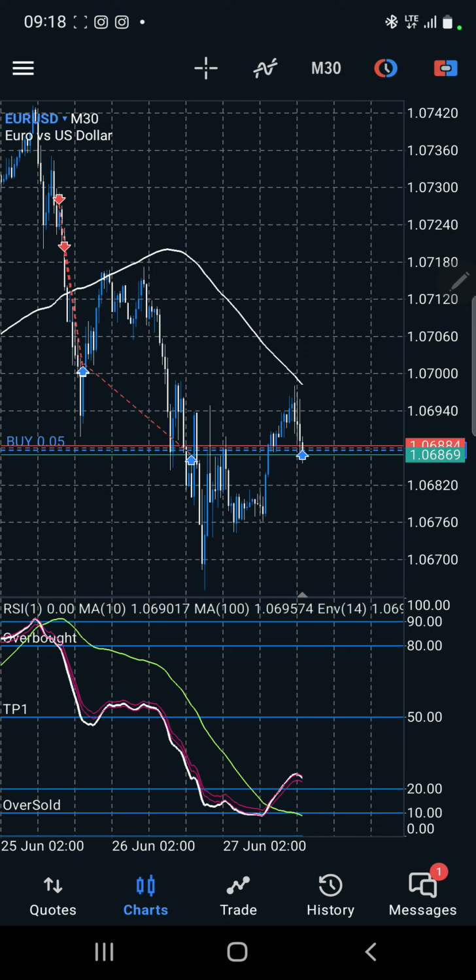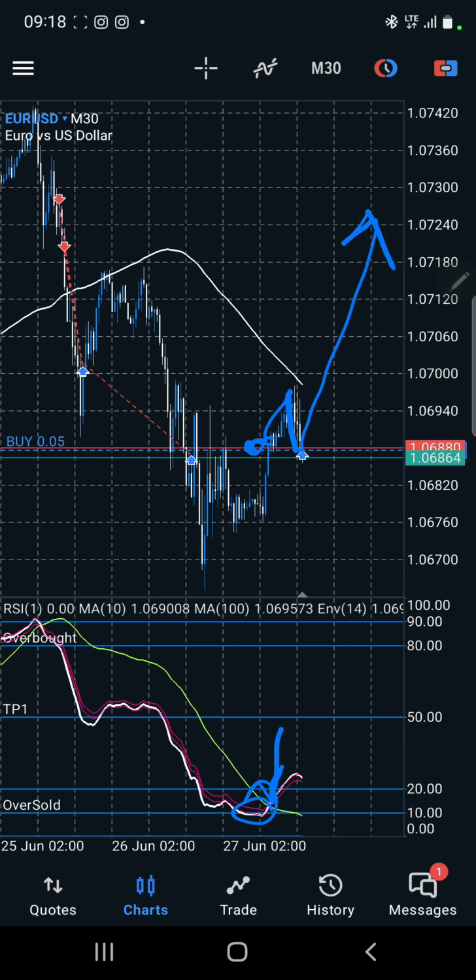EURUSD. This is my EURUSD trade. As you can see, we had the oversold area right here. We had that cross also almost at the same point, and now if you had entered at this point, it would have retraced back. So I'm looking at it to bounce back and go upwards.